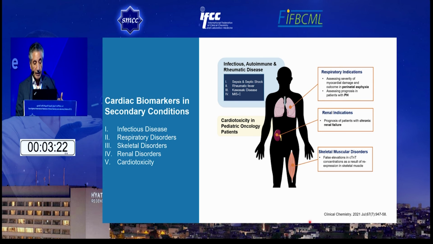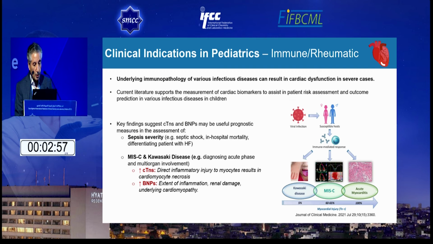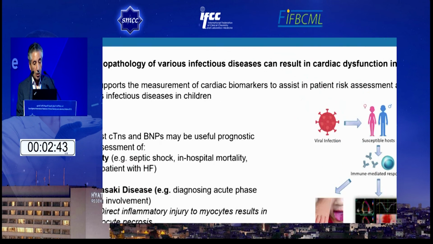In terms of secondary diseases, we also discuss in this review the importance of secondary conditions that can be monitored using cardiac markers. Again, a lot more detail is in the review article. It's almost a 10-page review article, so there's a lot more detail there. But I'm just going to quickly mention, for example, infectious disease-induced immune conditions and rheumatic disease, where these markers can be very useful.